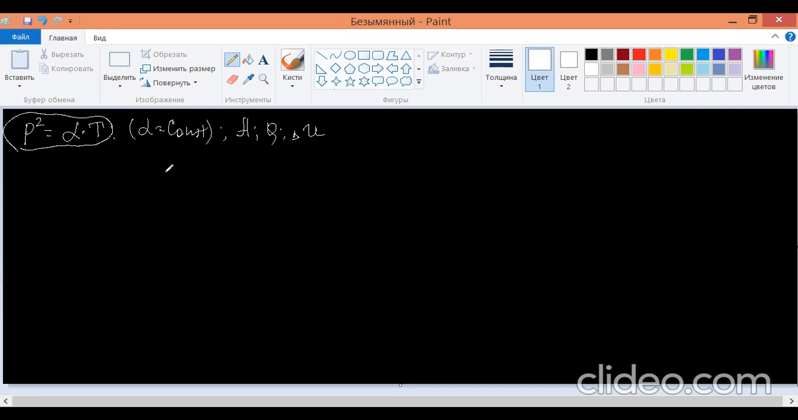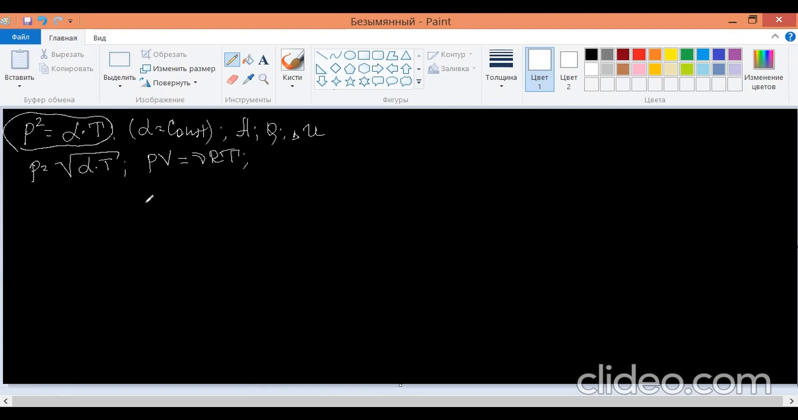Okay, so let's start from the very beginning. Let's express pressure from this equation. So P is equal to the square root of alpha times T, right? It's clear. Also, we remember that we're dealing with the ideal gas. For that reason, its state equation is applicable. So let's write it down. Pressure times volume equals mu RT.